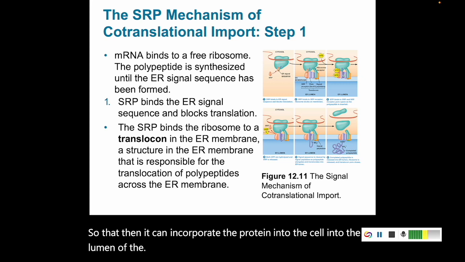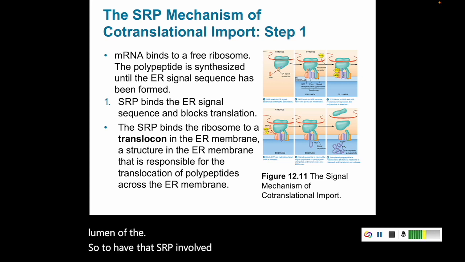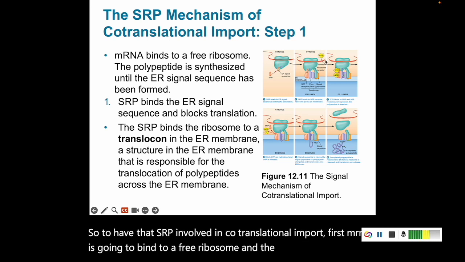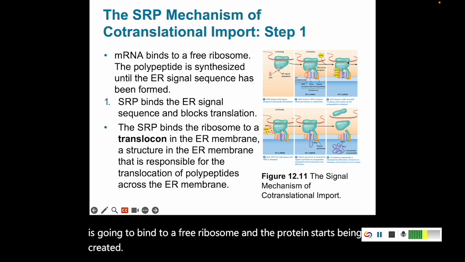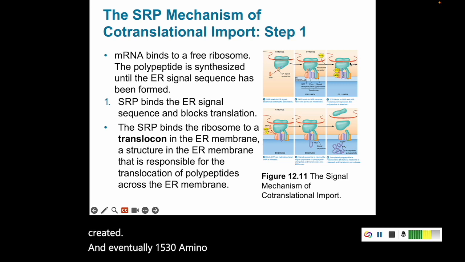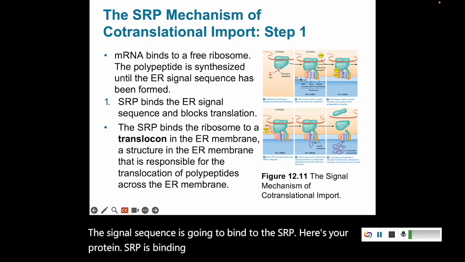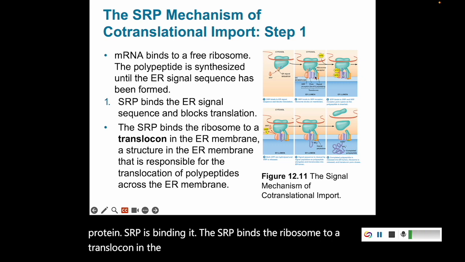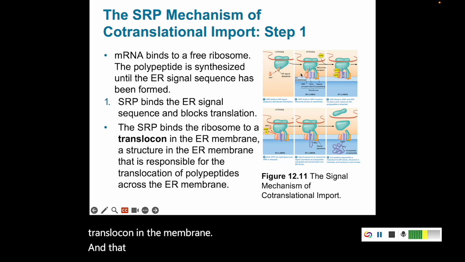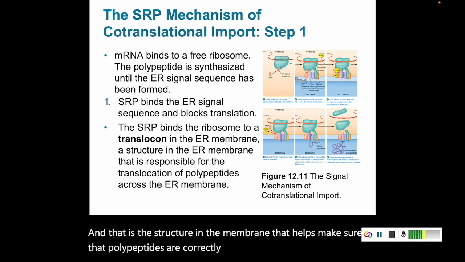So to have that SRP involved in cotranslational import, first the mRNA is going to bind to a free ribosome, and the protein starts being created, and eventually 15, 30 amino acids later, that ER signal sequence has formed. The ER signal sequence is going to bind to the SRP. Here's your protein. The SRP is binding it. The SRP binds the ribosome to a translocon in the ER membrane, and that is the structure in the ER membrane that helps make sure that polypeptides are correctly translocated across that membrane.